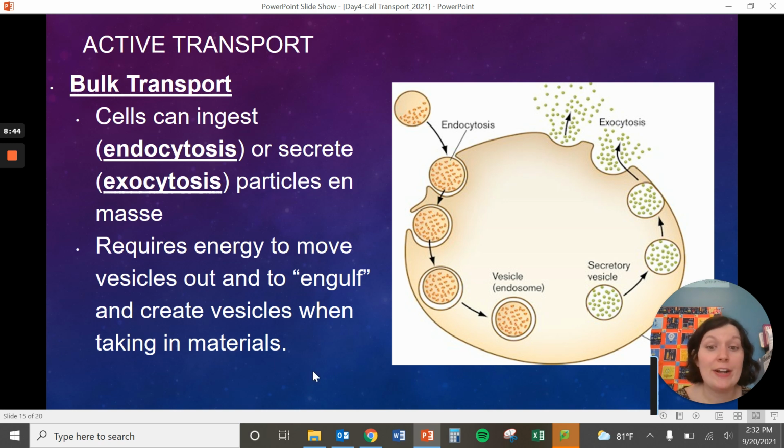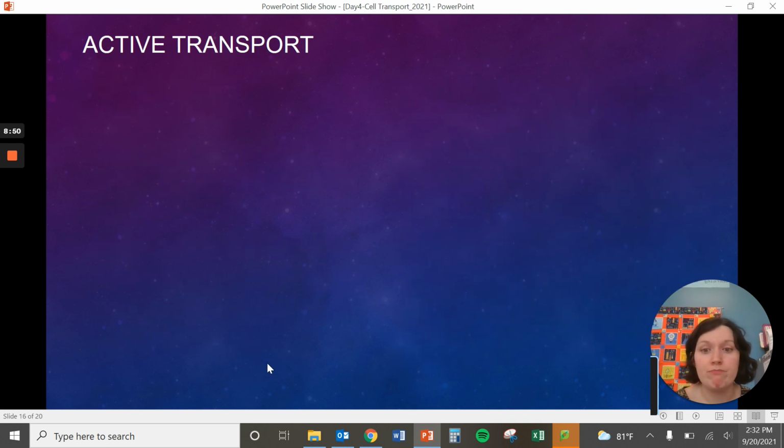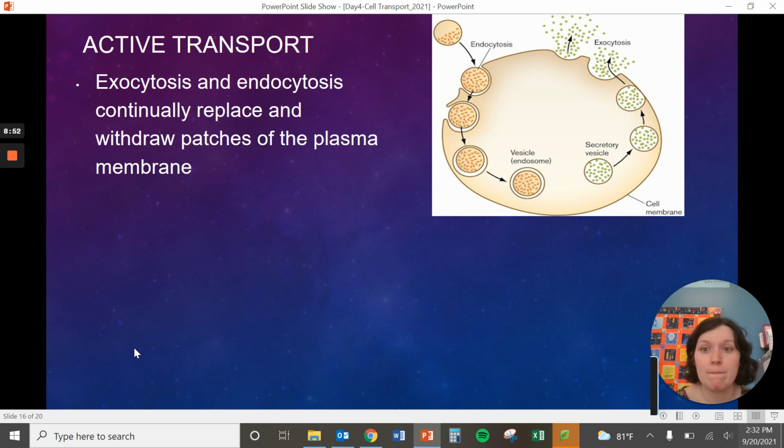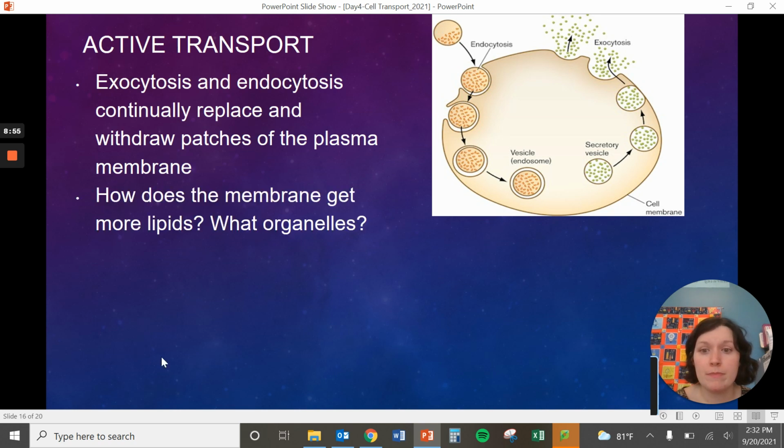And both of these require energy because they are changing the shape of the cell, and that's going to require energy. Okay, so both of these are going to be dealing with our cell membrane, and we actually will lose or gain parts of the plasma membrane when it does this.